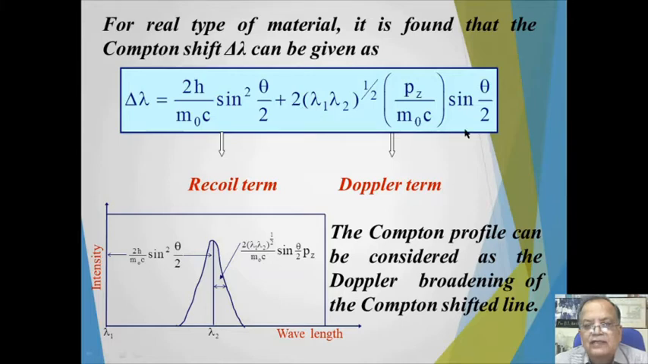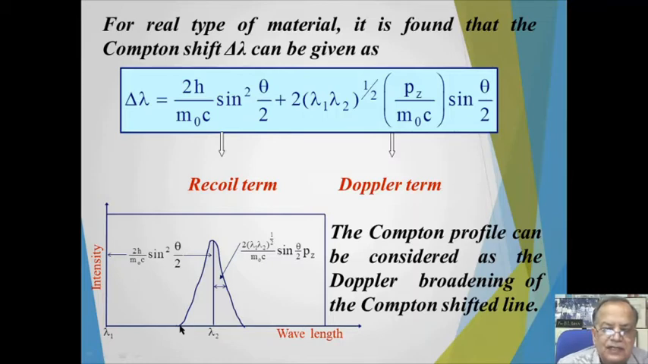And then you have this additional term when you consider the electron having certain momentum p1, and particularly you have considered here the z component. That comes from the simple derivation, right? The first term is the so called recoil term, and the second term gives the broadening in the profile, and this is the Doppler term. So basically what is happening is your photon is coming and the electron is moving. That is the situation, so it is leading to the Doppler term.